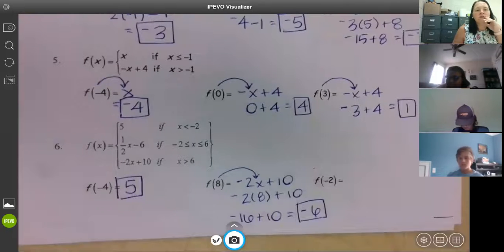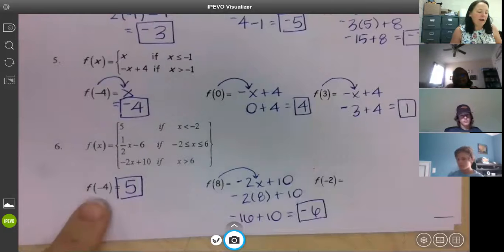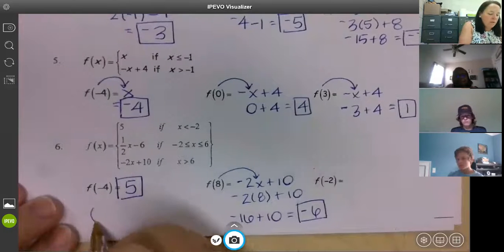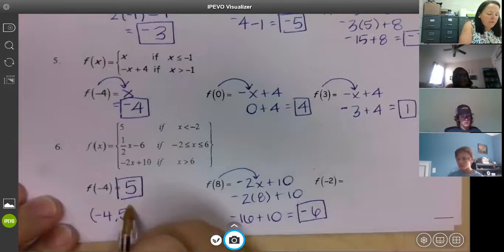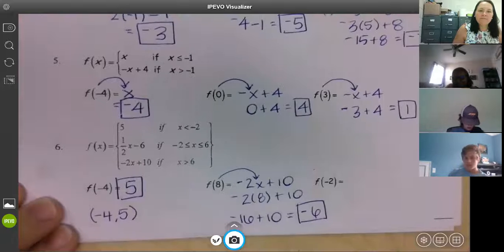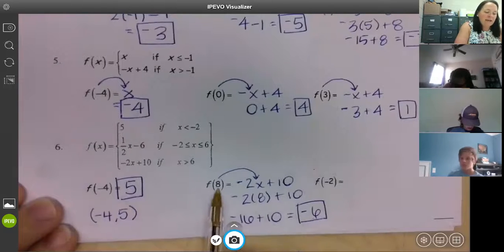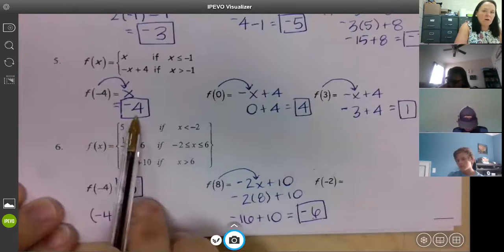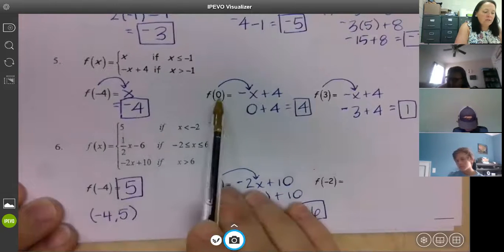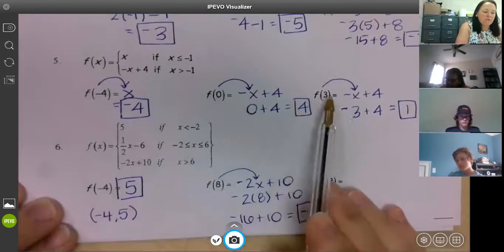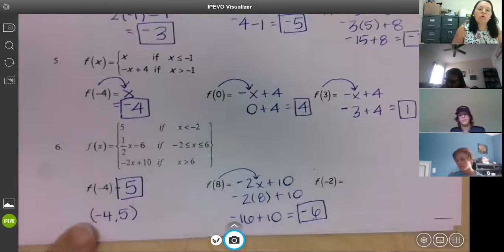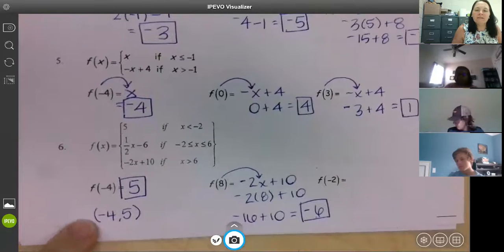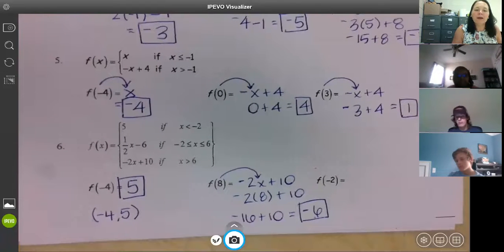Now realize, guys, every time we go through this, you're actually making coordinates that are on the graph. So this coordinate would be -4, 5. That's a coordinate on the graph. This coordinate would be 8, -6. This coordinate would be -4, -4. This one, 0, 4. This one, 3, 1. Also remember, coordinates are denoted by parentheses, not brackets. If you use brackets, it's going to look like domain or range.